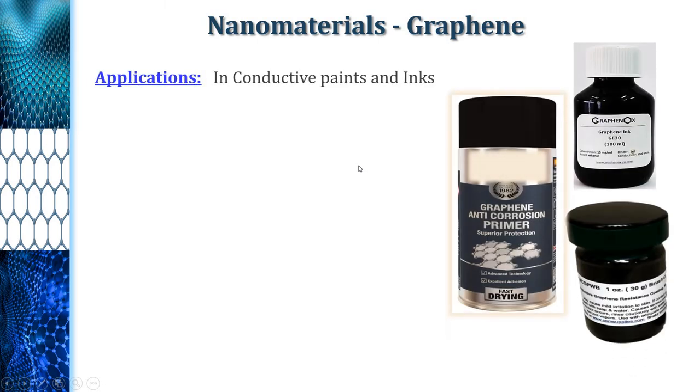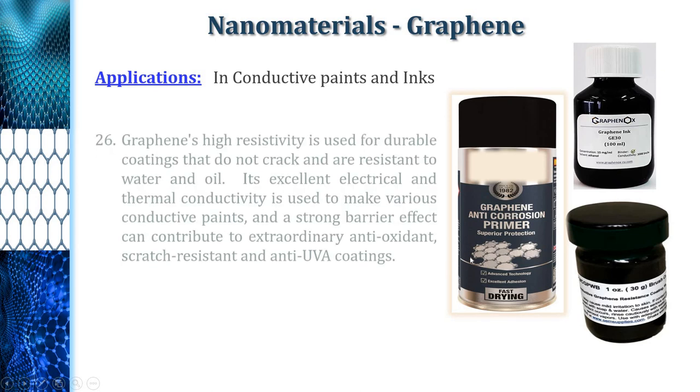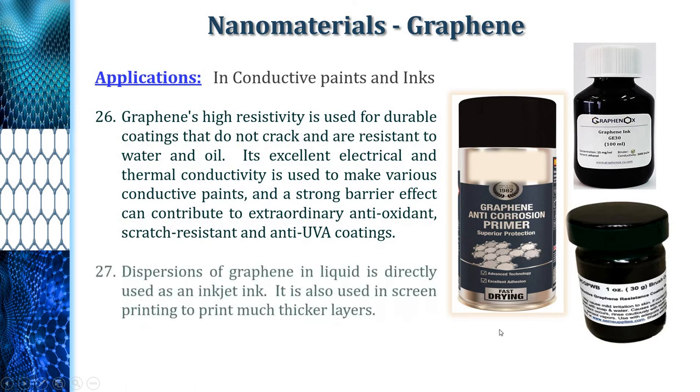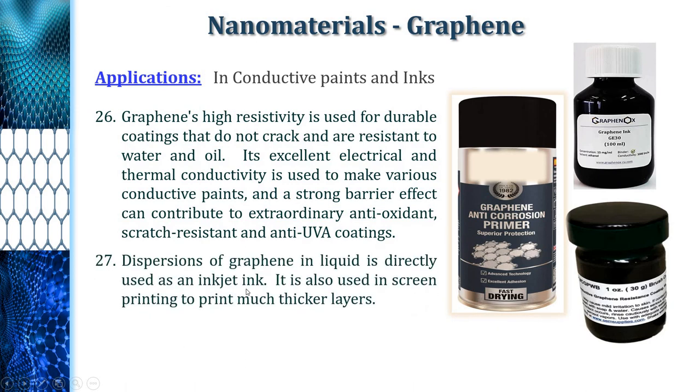Graphene anti-corrosion primer is there. Graphene ink is shown here. Graphene is also used for screen printing, as well as in inkjet printers. So this is all about the applications of graphene, and that is the end of this video lecture.